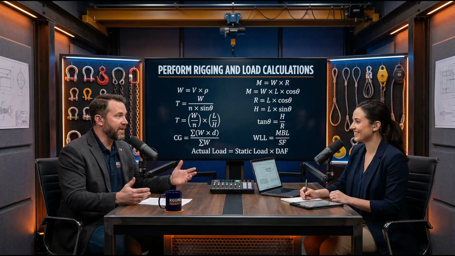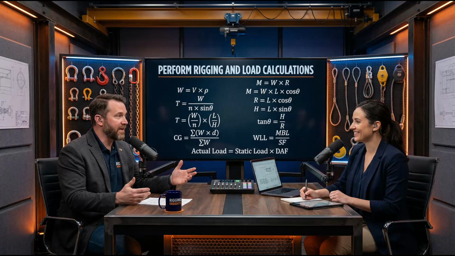Yes, the WLL. The WLL is the absolute maximum amount of weight you are legally and safely allowed to lift with a piece of equipment. And the equation to find it is working load limit equals the minimum breaking load divided by a strict regulatory safety factor. And the minimum breaking load, or MBL, is a number derived from literal destruction. They test it to failure.